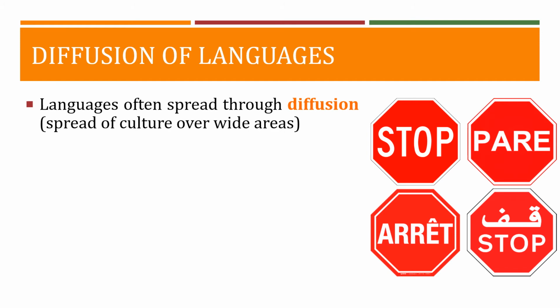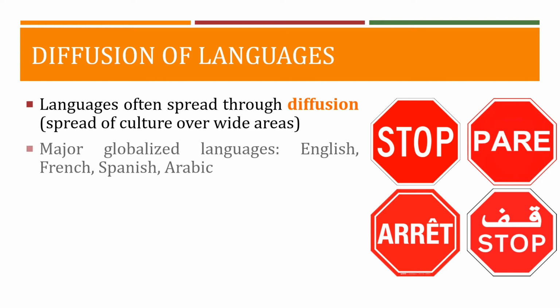Language is often spread through diffusion, the spread of culture over wide areas. The reason why we are speaking English right now, which started on a small island across an ocean, is because of the diffusion through the British Empire. We were a British colony. That's the reason why we're speaking English today.